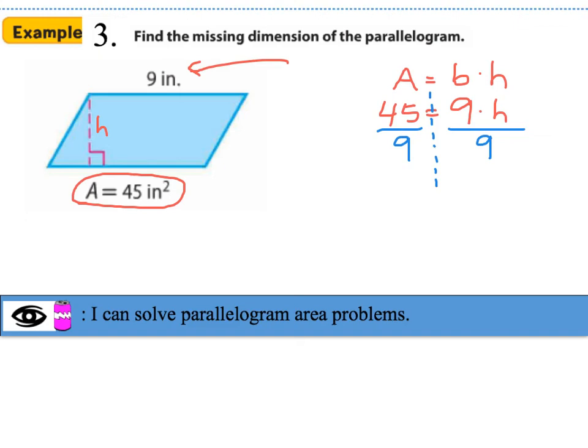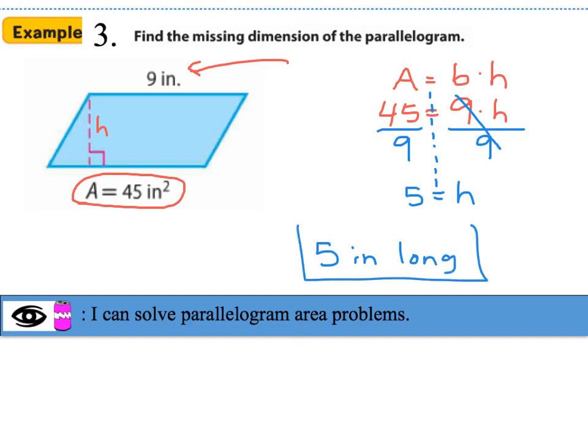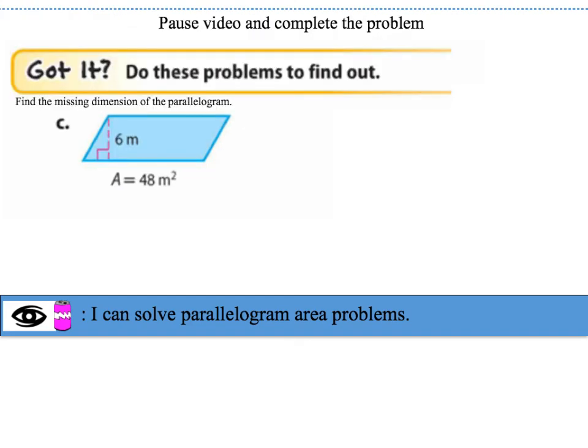So 9 divided by 9, well, that's going to go away. And 45 divided by 9 is equal to 5. So the value of H is equal to 5 inches long. Now to check your work, you can plug it back into the formula for area. 5 times 9 is equal to 45 inches to the second power, which is our area. So pause the video and complete this got it problem, and we'll discuss the answer in class tomorrow.